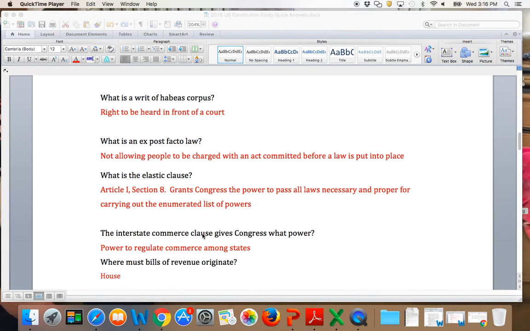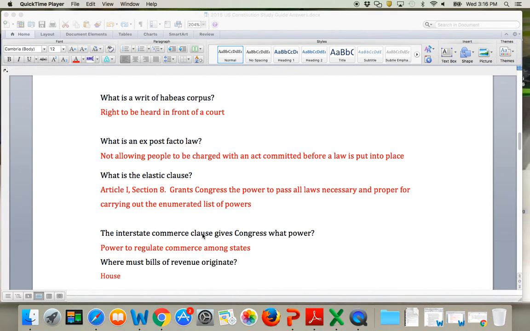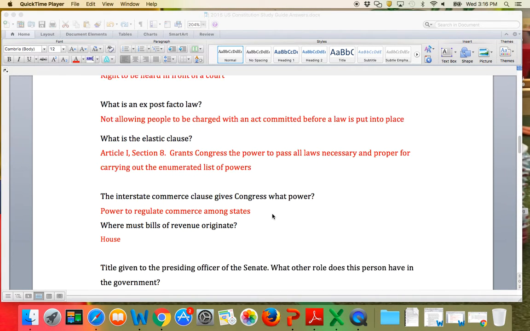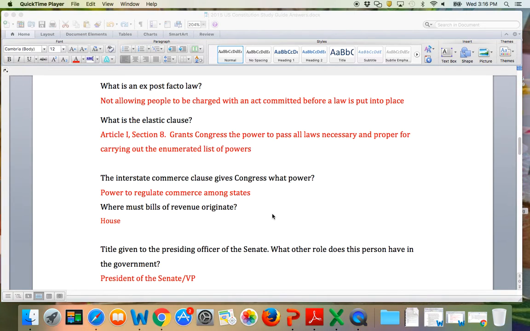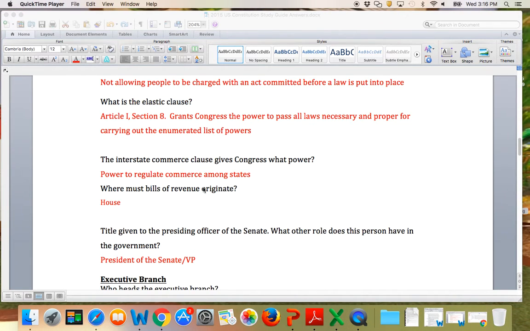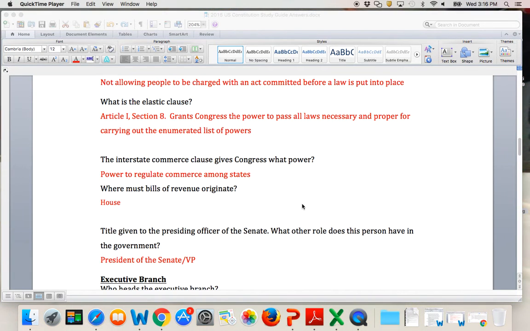What is the elastic clause? That is Article 1, Section 8, which grants the power for Congress to pass all laws necessary and proper, also known as the necessary and proper clause, to carry out all those enumerated powers. The Interstate Commerce Clause gives Congress the power to regulate commerce in all states. All revenue bills must be generated in the House because it's based on population.